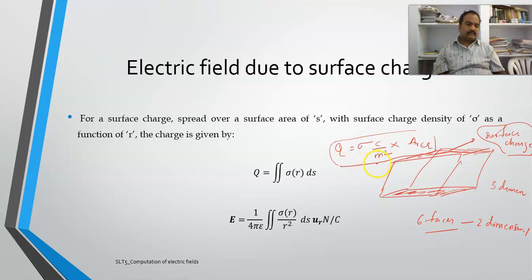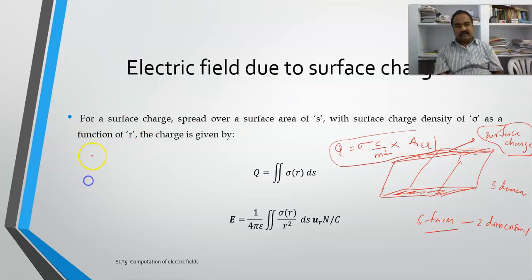But all the time we may not get a surface where we can easily compute the surface area. See, for a cuboid we can compute the surface area. It may be length into breadth or length into height. If it is a cube, then automatically it will be S square. So in that case you may not be able to solve the equation for this charge.